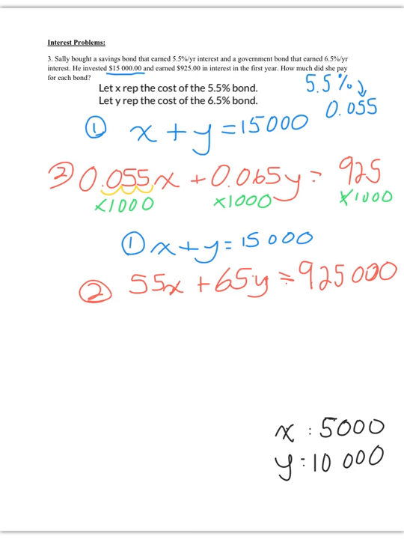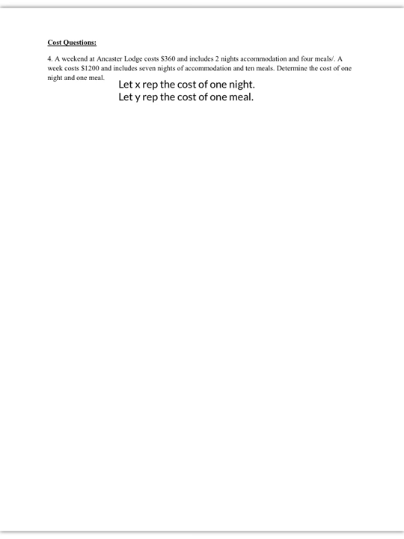And the last one. Alright, so this one has to do with the cost of something. So it says that a weekend at Ancaster Lodge costs $360 and includes 2 nights accommodation and 4 meals. A whole week costs $1,200 and includes 7 nights of accommodation and 10 meals. We want to know what the unit price of 1 night and 1 meal are. So again, you look at that very last sentence. That very last sentence is going to tell you what your let statement should be. It says, determine the cost of 1 night and 1 meal. So x is going to represent the cost of 1 night. y is going to represent the cost of 1 meal.